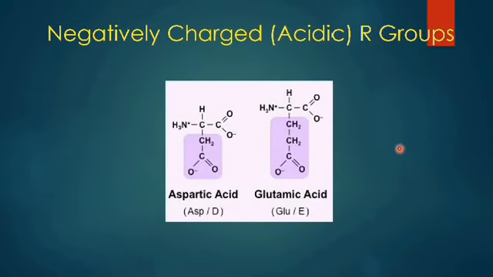The next group contains amino acids with negatively charged R groups. This includes aspartic acid and glutamic acid. Both aspartic acid and glutamic acid have an extra carboxyl group which gives them the negative charge.